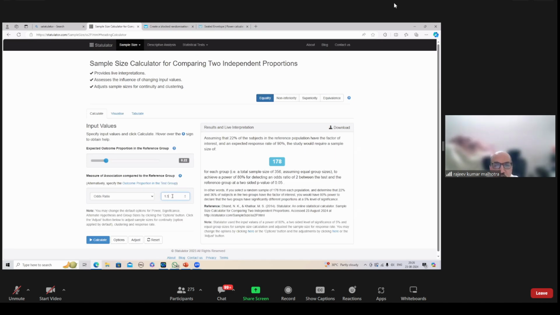Suppose you give the 1.5 odds ratio, and then you put in the control proportion value and calculate what your sample size will be. So you can play with this calculator by giving the difference in proportion, the relative risk, or the odds ratio. Now we come to the sample size calculation for two independent means.